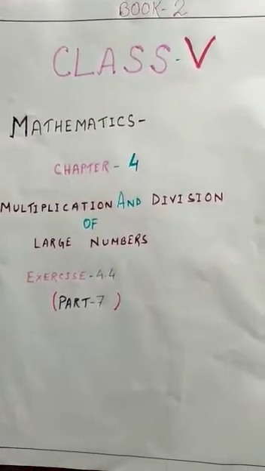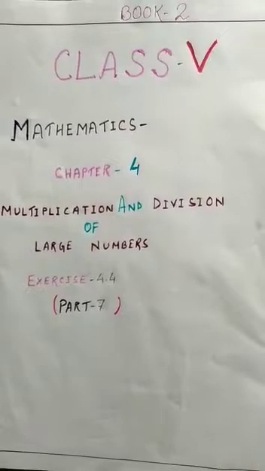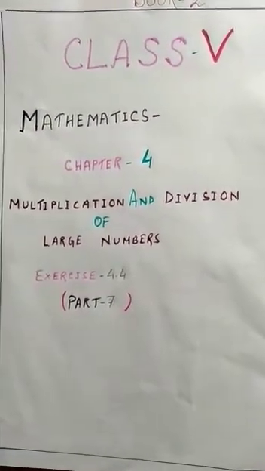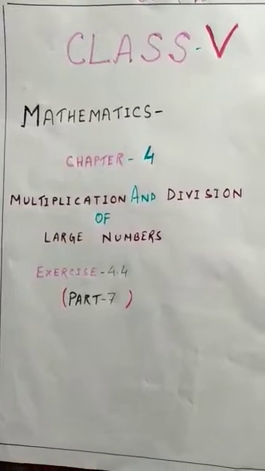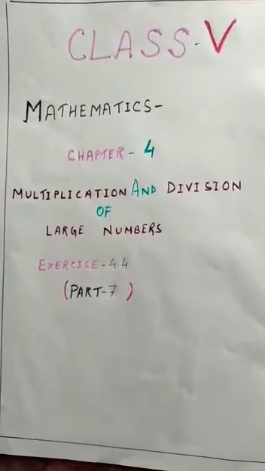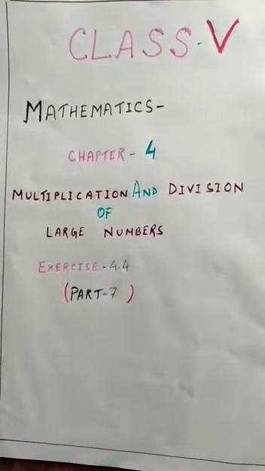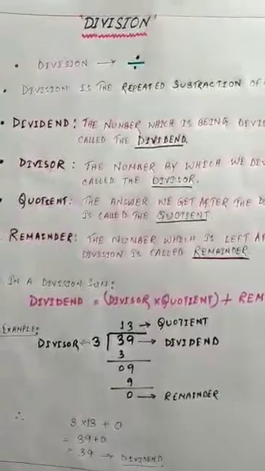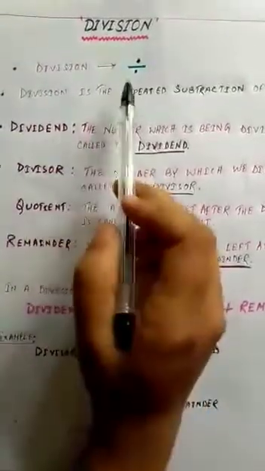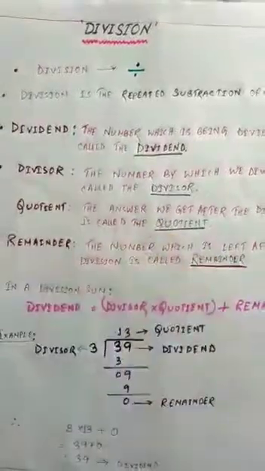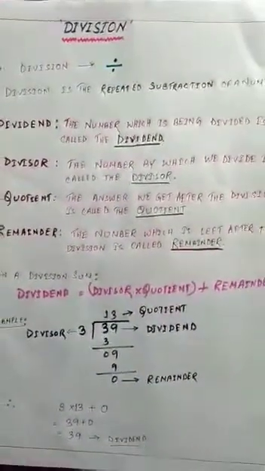What is the division operation? You already have an idea of division, but we will repeat it once again so that the concept of division becomes clear to you. So, students, the division sign is like this, and division is actually the repeated subtraction of a number.